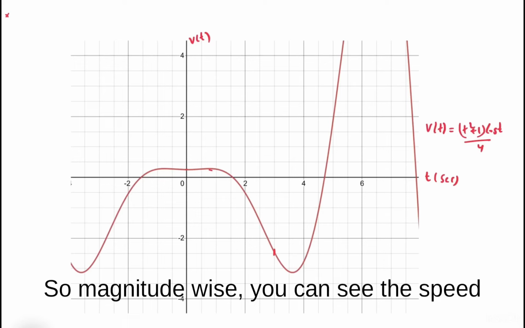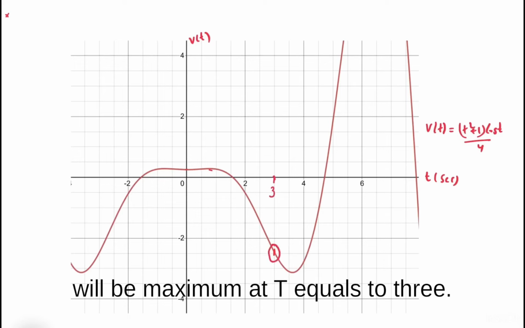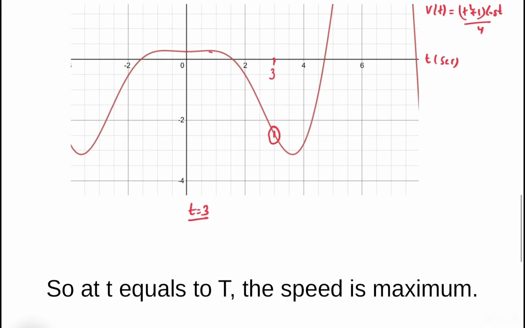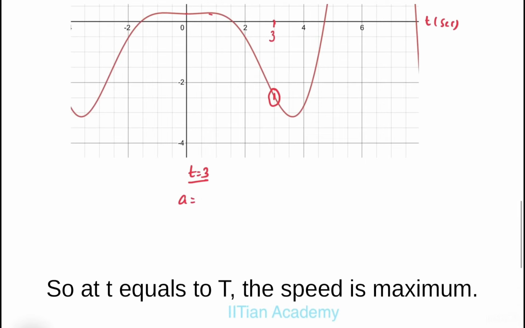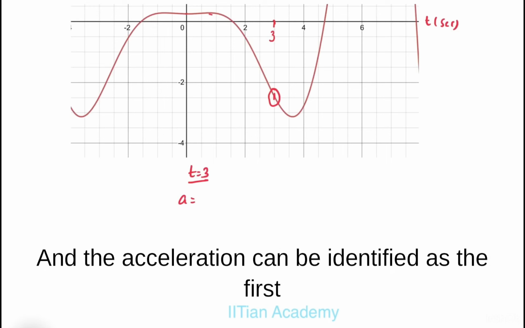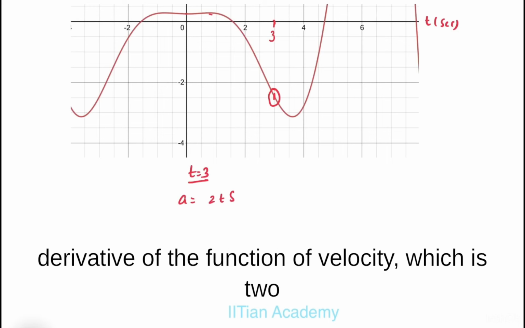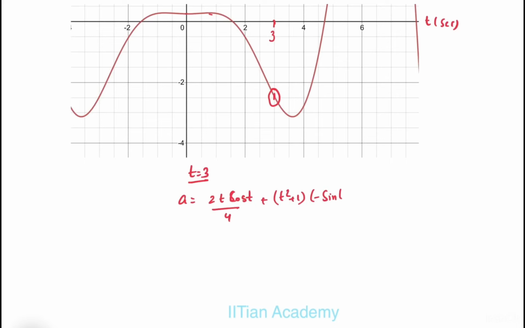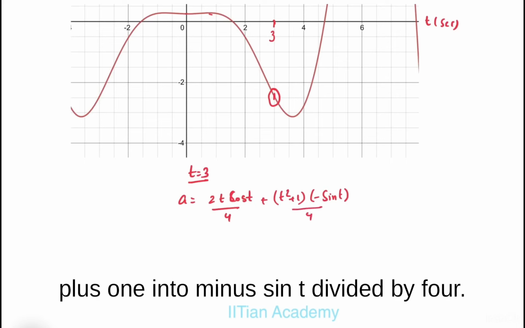So magnitude wise you can see the speed will be maximum at t equals 3 at this point. So at t equals 3 the speed is maximum. So you can identify the acceleration, and the acceleration can be identified as the first derivative of the function of velocity, which is 2t into cos t divided by 4 plus (t square plus 1) into minus sin t divided by 4.